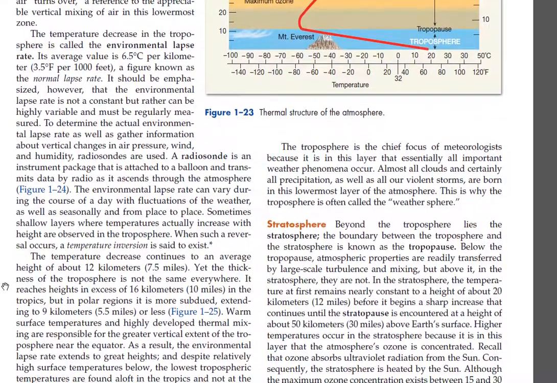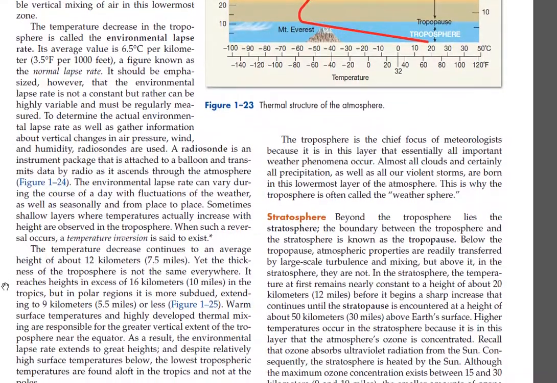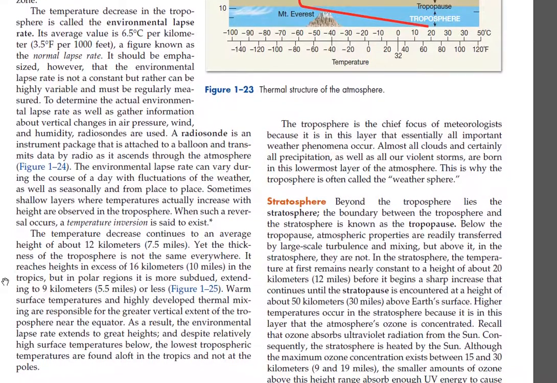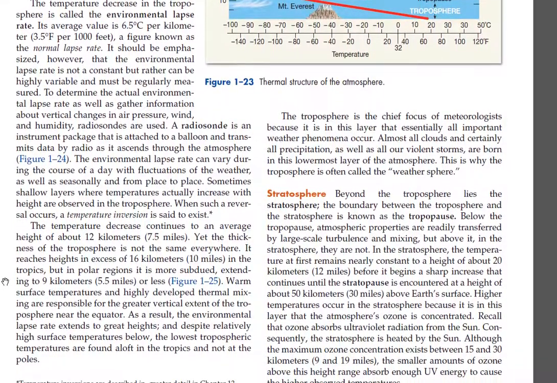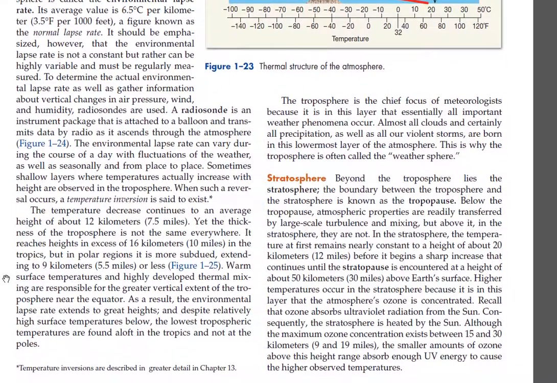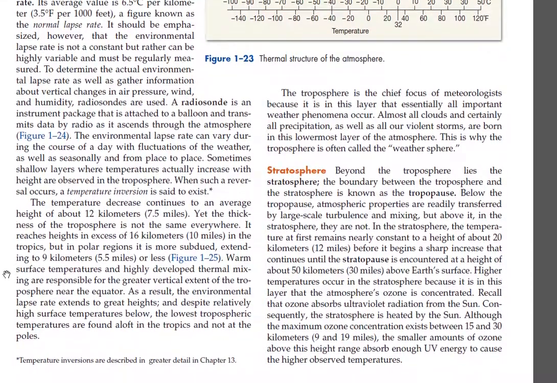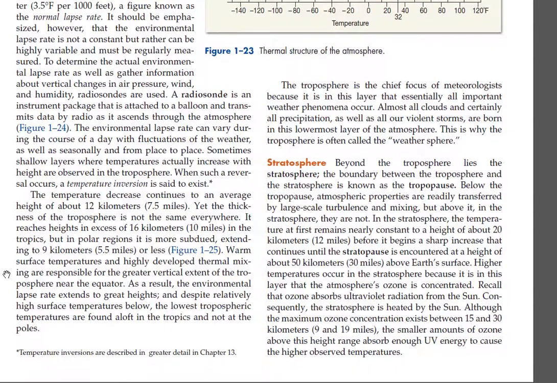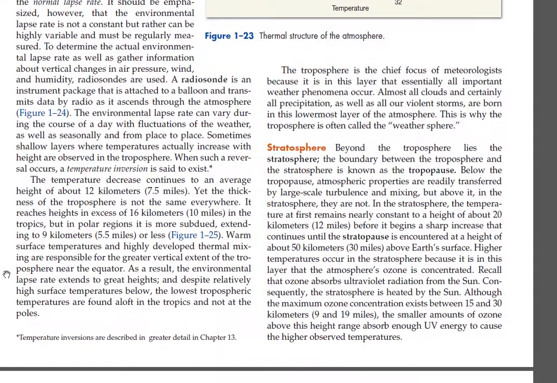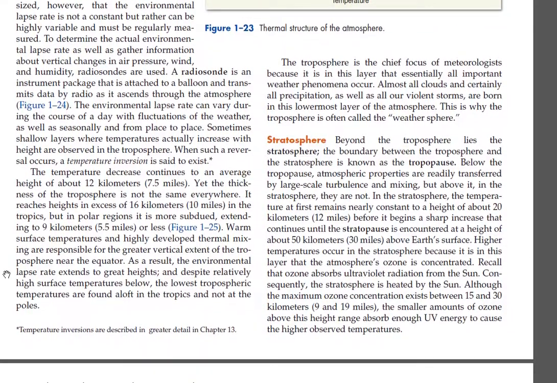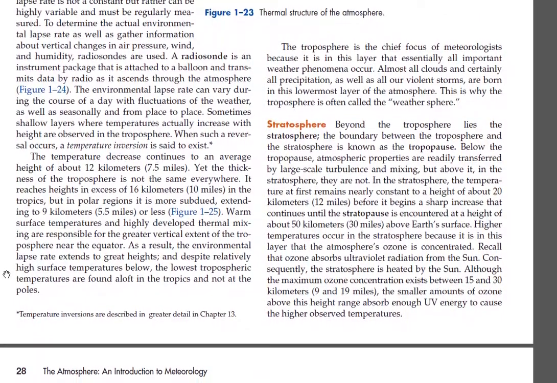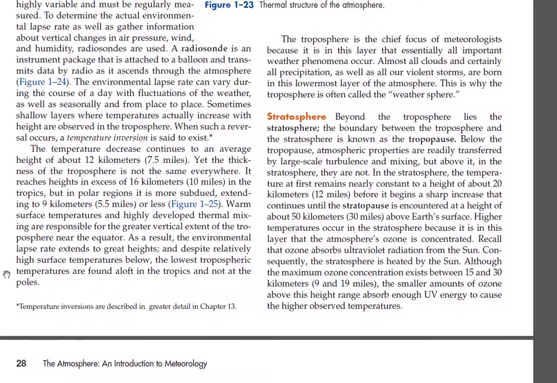It reaches heights in excess of 16 kilometers, 10 miles, in the tropics, but in polar regions it is more subdued, extending to 9 kilometers, 5.5 miles, or less, Figure 125. Warm surface temperatures and highly developed thermal mixing are responsible for the greater vertical extent of the troposphere near the equator. As a result, the environmental lapse rate extends to great heights, and despite relatively high surface temperatures below, the lowest tropospheric temperatures are found aloft in the tropics and not at the poles.